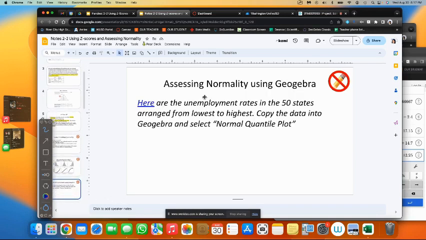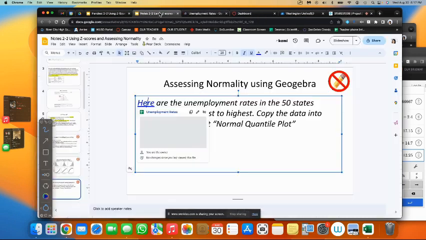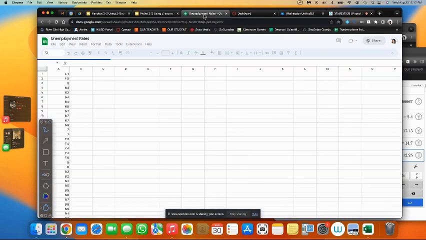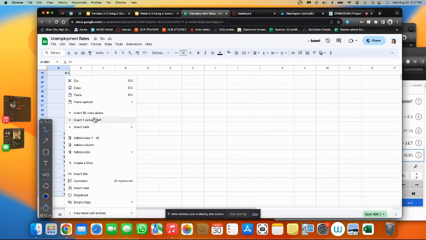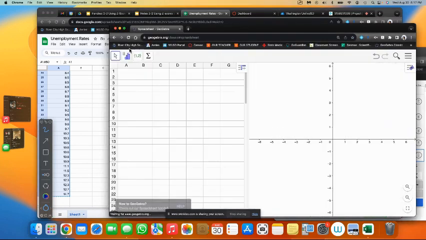All right, so let's make a normal probability plot in GeoGebra. This data gives the unemployment rates for the 50 states. So our observational unit is the states, and the data that we're collecting is the unemployment rate. This data happens to range from smallest to biggest, but it doesn't need to, remember, when we put it in GeoGebra. And now I'm going to paste this data into GeoGebra.